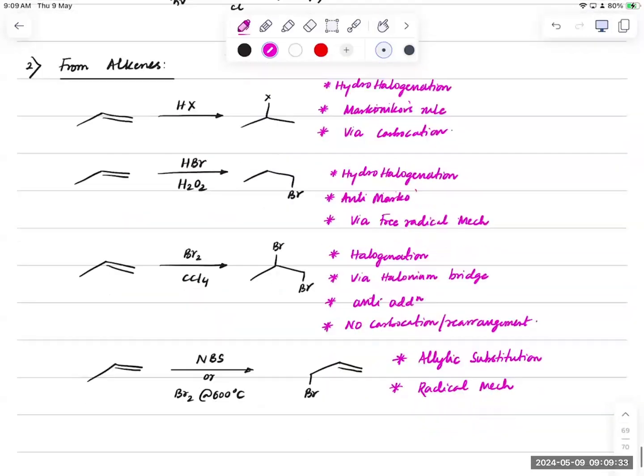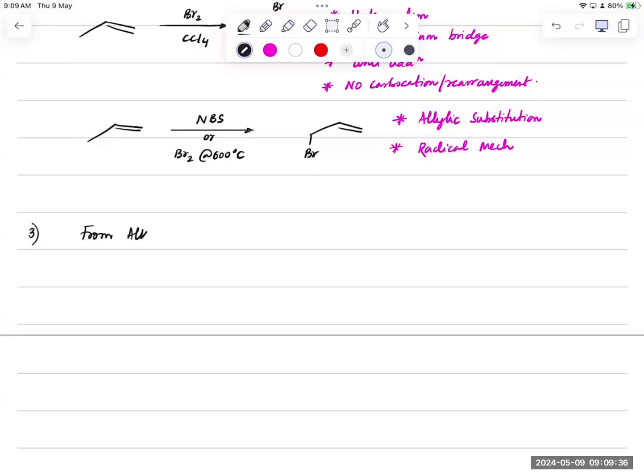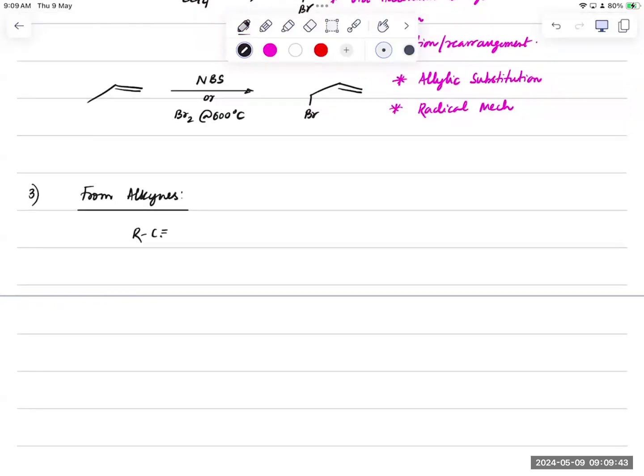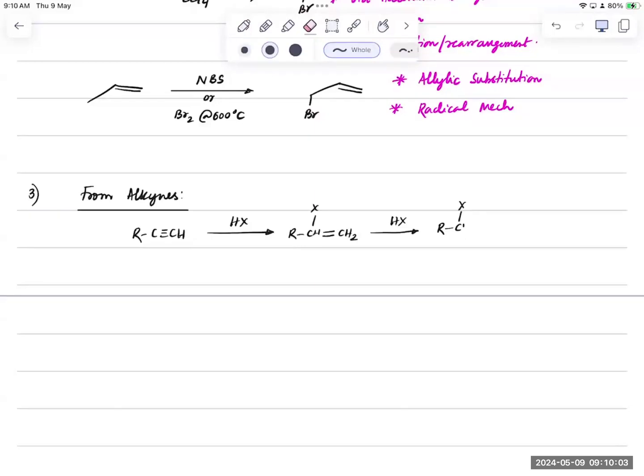Next, third one is from alkynes. From alkynes, we have RC triple bond CH. If you add a sufficient amount of HX, the first addition will be Markovnikov like this. Again, when you do the second addition, the halogens will always come on the same location. There is no hydrogen here, so halogens will come on the same location. So we'll make this as CH3. These are called geminal dihalides.